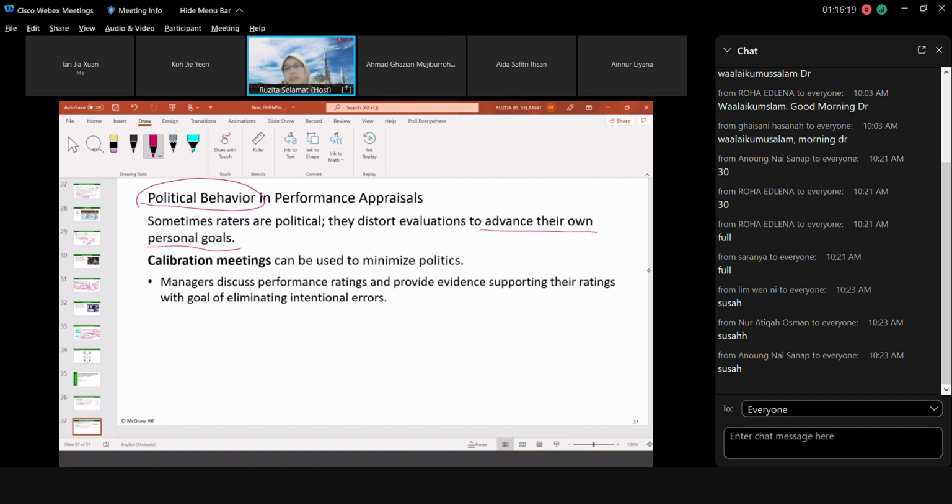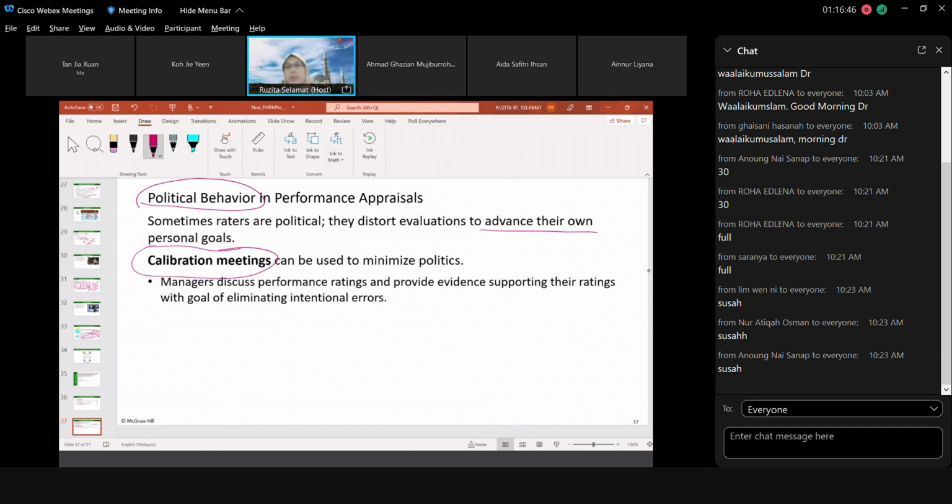Very selfish, right? Okay, yeah, so yeah, sometimes, you know, people, yeah, managers can make mistake just because the subordinate, you know, use political tactics, ya, mereka ni mungkin boleh tertipu. Yeah, so how do companies overcome, yeah, all these unwanted behaviors? Yeah, mereka akan gunakan calibration meeting.